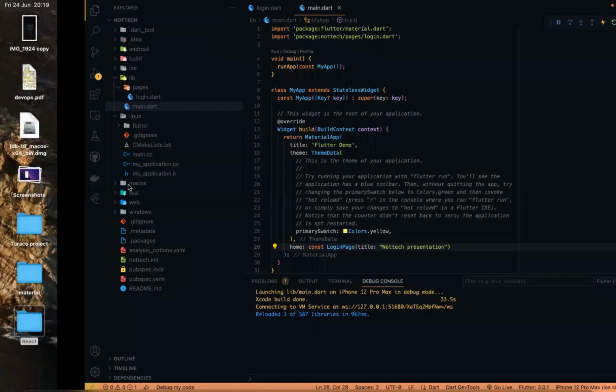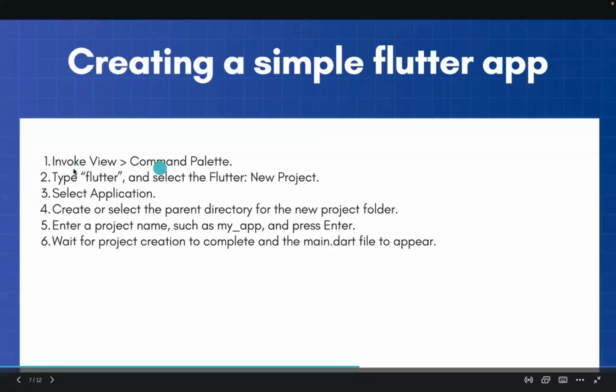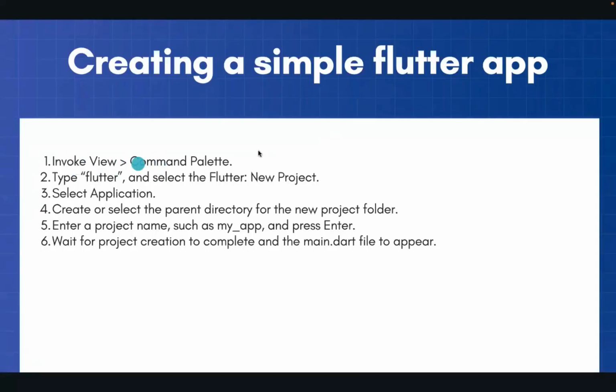So yeah, I was going through this. I was showing you how to set up a new Flutter app. We've done this. Then you selected new project, Flutter new project. You selected the application, and the directory where you want the project to be saved. We created the project name, we saved it as Notec, and we waited for the project configuration to complete and then made that file appear.